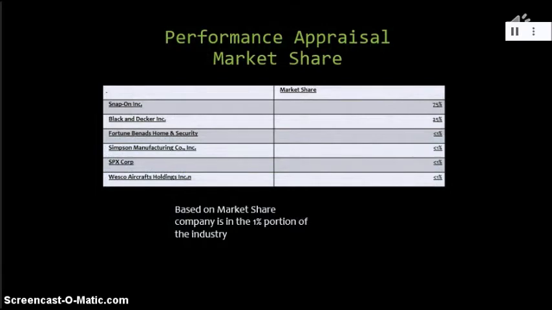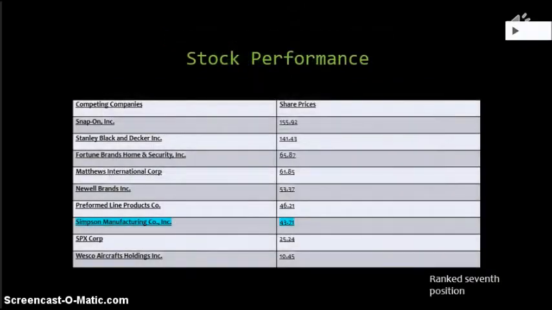Based upon market share, Simpson Manufacturing Company is in the 1% portion of the building industry. Based on the share price ranking found on Merger Online, Simpson Manufacturing was ranked 7th position with a share price of $43.71.